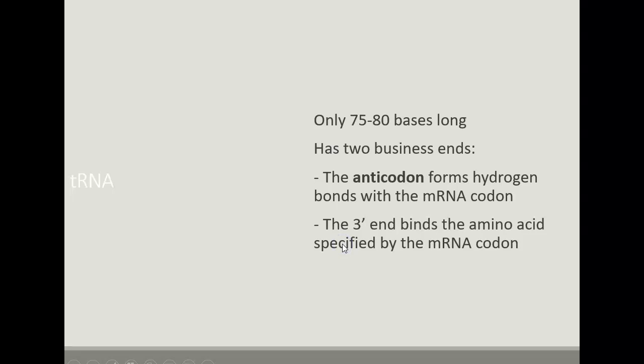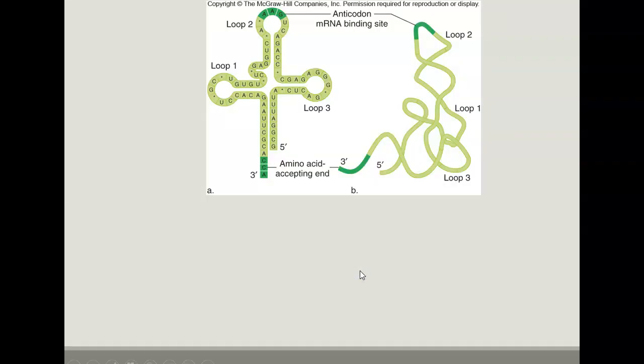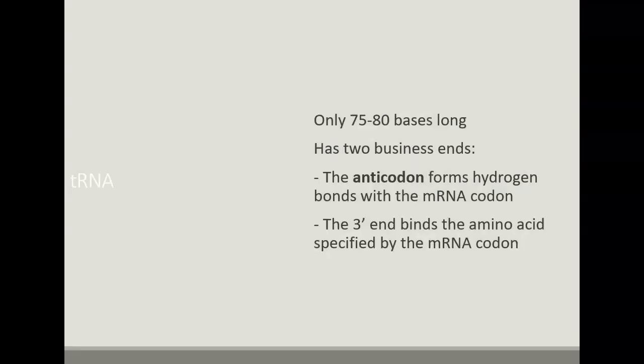The other end is bound to an amino acid. So you can think of tRNAs as taxicabs. Or I guess we don't use taxis anymore. We use Lyfts and Ubers. Fine. You can think of a tRNA as an Uber. Okay. So it's going to pick up a very specific amino acid passenger, and it's going to drop it off to a very specific place when we're going through the process of protein synthesis.